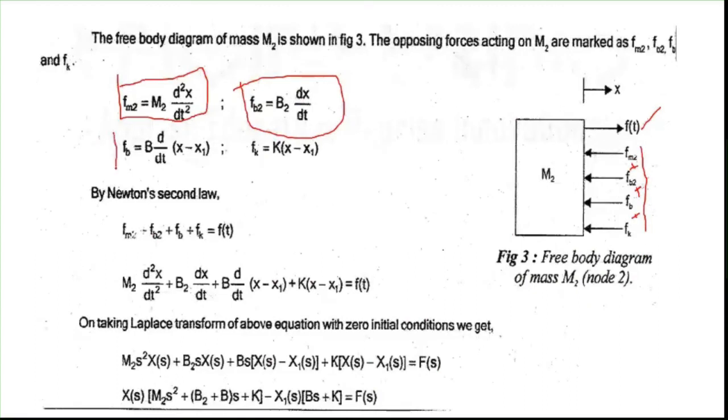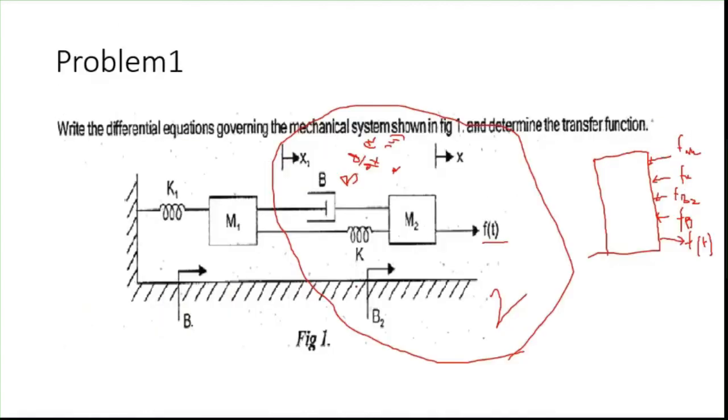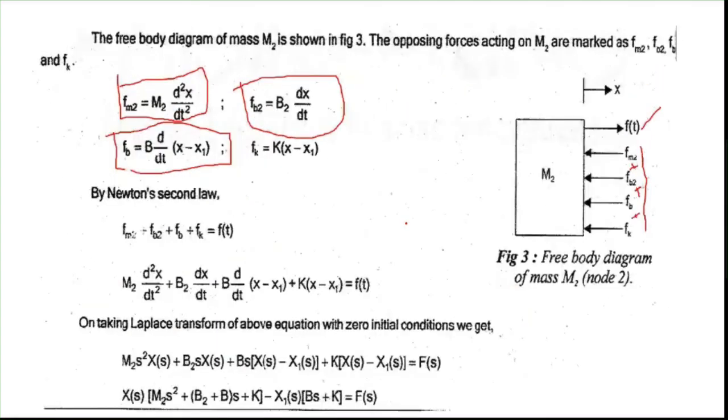FB is B into d by dt of x minus x1, and Fk similarly is k into x minus x1. Here also the reference point is this. So the equation should be taken such that the displacement at the reference point comes first and the displacement at the opposite point is negative. So x minus x1.